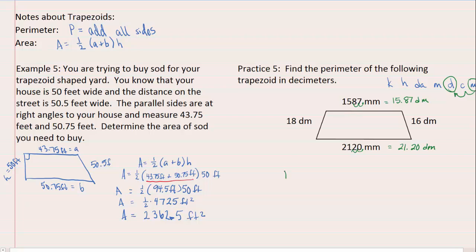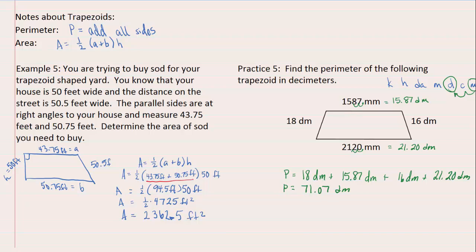Now for the perimeter, it is simply adding all the sides together. So let's start by adding 18 decimeters plus 15.87 decimeters plus 16 decimeters plus 21.20 decimeters. If we add all 4 of these numbers together, we will be getting 71.07 decimeters, which will be the perimeter of our trapezoid.